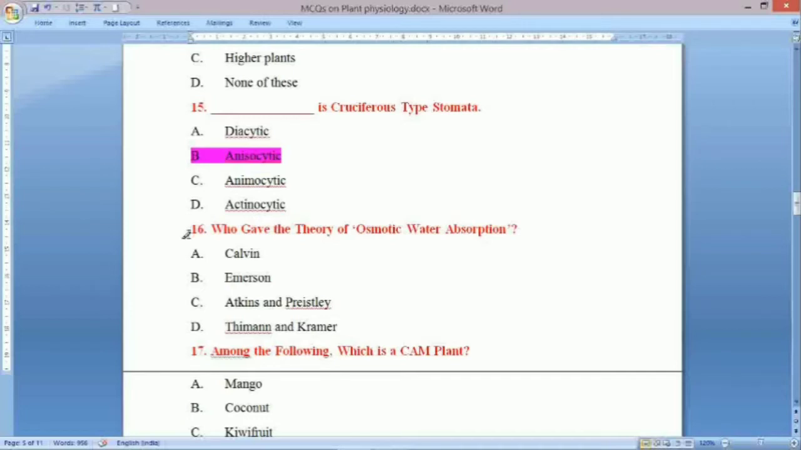Next question, question number 16. Who gave the theory of osmotic water absorption? And here option is A, Calvin, B, Emerson, C, Atkins and Priestley, and D, Thimann and Kramer. And here the right answer is option C, Atkins and Priestley.